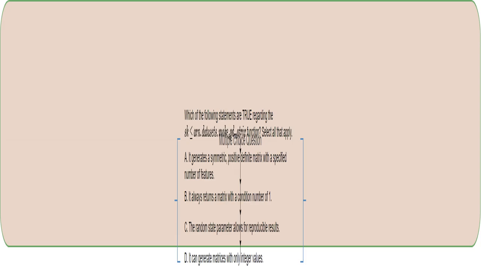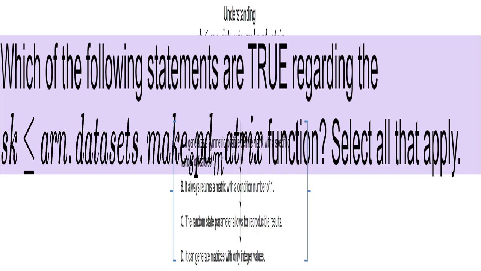This is a multiple-choice question testing my knowledge of the sklearn datasets make_spd_matrix function in Python's scikit-learn library. I need to identify which statements about the function are true. I'm being asked to evaluate several statements about the make_spd_matrix function and determine which ones are correct. This will test my understanding of this function's properties and capabilities.